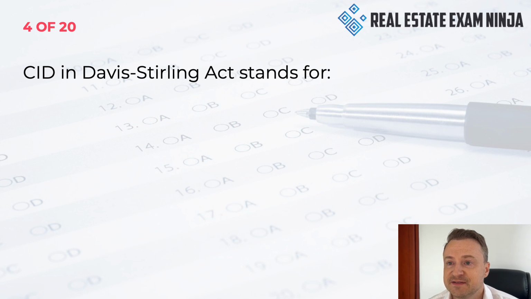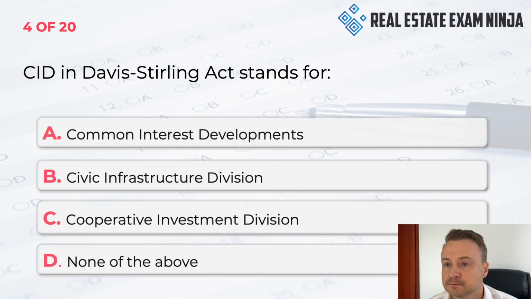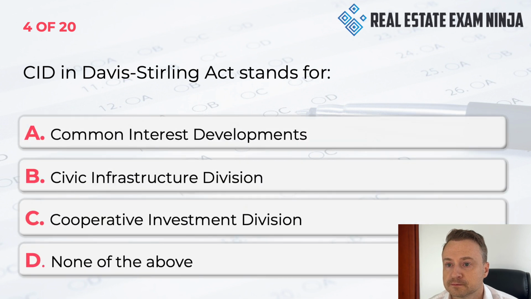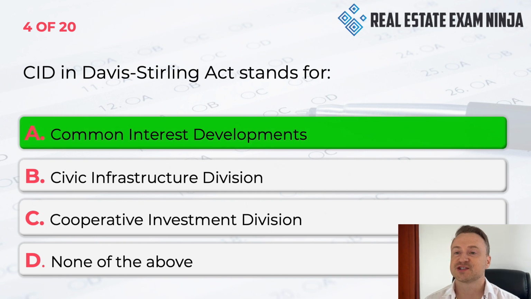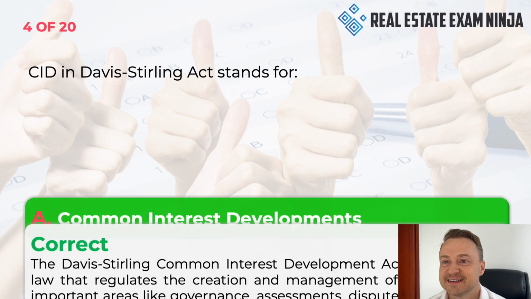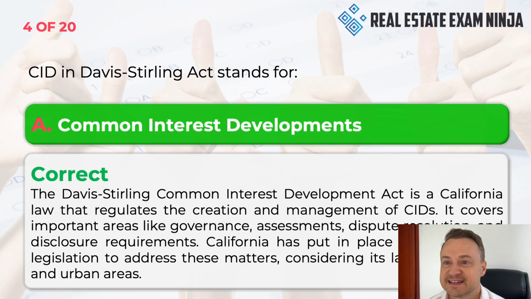CID in Davis-Stirling Act stands for which one of those, guys? If you said A, you're a winner. You're correct. Good job. The Davis-Stirling Common Interest Development Act is a California law that regulates the creation and management of CIDs.